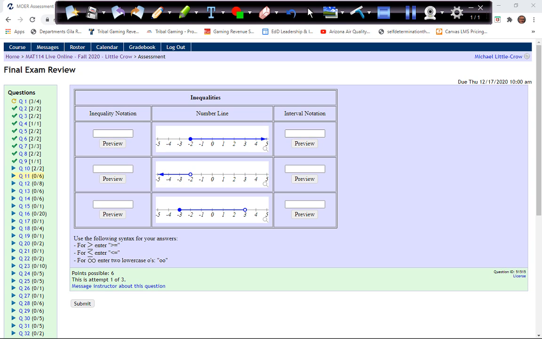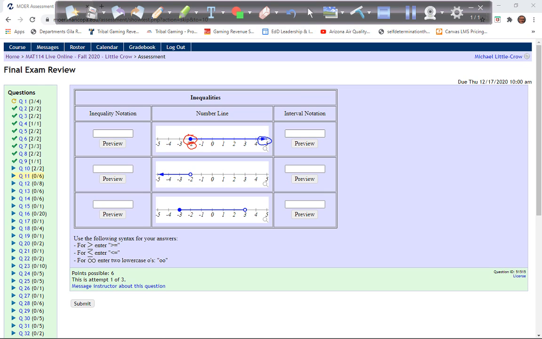So first of all, we're given a number line. We see that there's an arrow at the end, which means it's going to keep going, and a solid circle at this end, which means that the 2 is included. So inequality notation is that x, again, how do we want to write this? Use the following syntax.